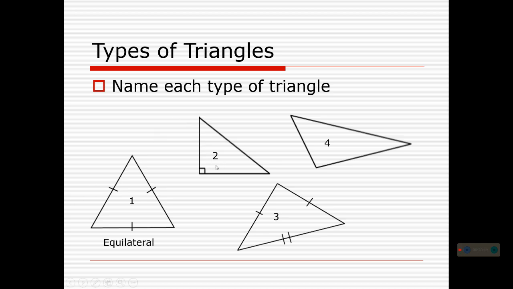In number 2, the figure is this. So we have right triangle. Your hint is the right angle. For number 3, we have tick marks here, and then this is not equal to the two other sides. So this is isosceles. And no tick marks, no given measure of angle. So this is scalene triangle.